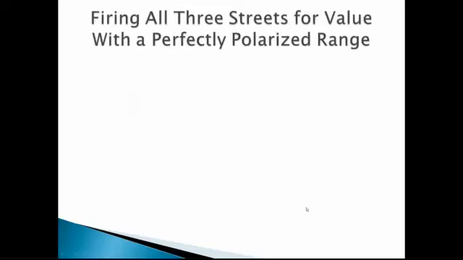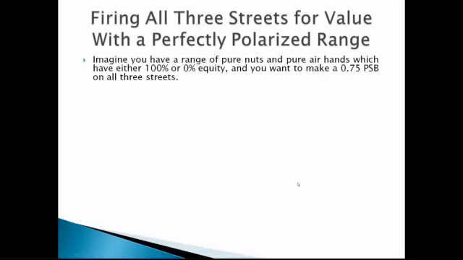Firing all three streets for value with a perfectly polarized range. Imagine you have a range of pure nuts and pure air hands which have either 100% or 0% equity, and you want to make a 0.5 pot size bet on all three streets.